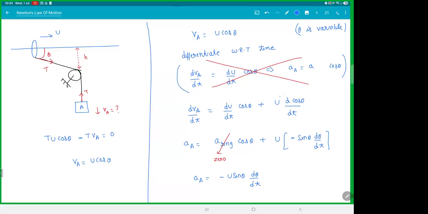Any doubts on this? So be careful with this part here. Use it for acceleration if you're sure that theta is not changing. If you see theta changing, don't. For velocity it is valid. There is no problem for velocity.